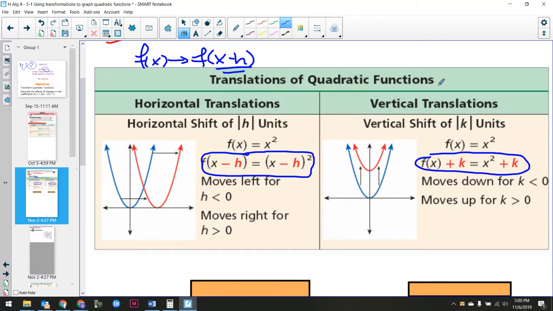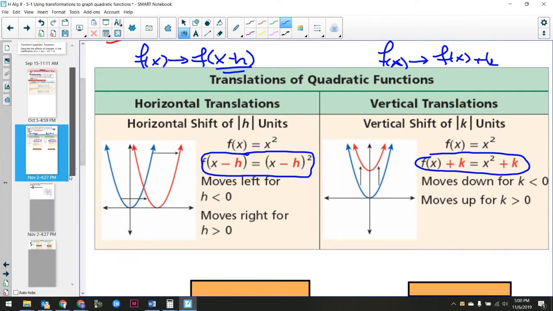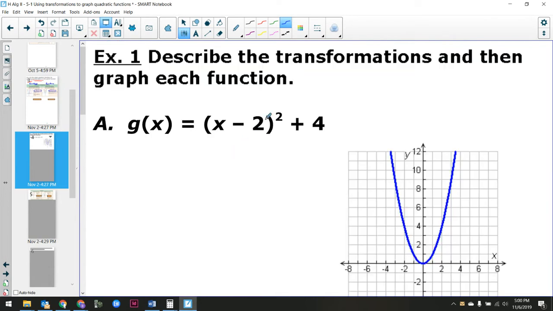Vertical shift. Okay, think about it. f of x is going to transform into f of x plus k, right? Plus k. So that plus k is sitting on the outside. Look, plus k is sitting on the outside there. So these rules that we have for transformations are just going to be the same rules. Just how do we apply them to quadratics? Okay, take a look here.